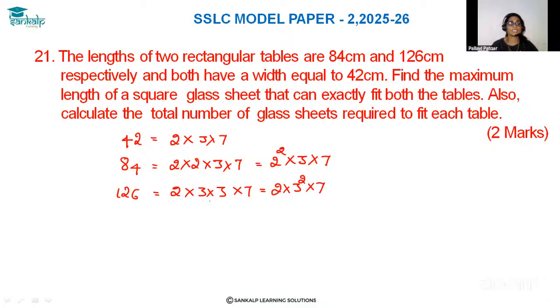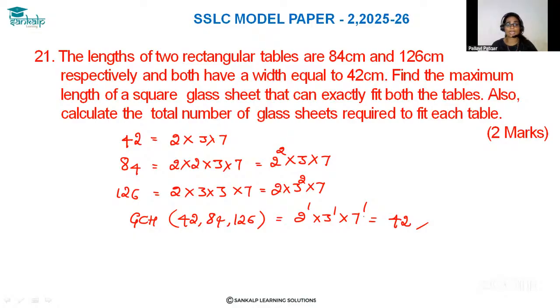So here the HCF or GCD is the product of the lowest powers of all common prime factors. So the highest common factor of 42, 84 and 126 is 2 raised to 1 into 3 raised to 1 into 7 raised to 1. So this is equal to 2 into 3, 3 6s are 18... 6 7s are 42. Okay, so the maximum length of the square glass sheet is 42 centimeter.